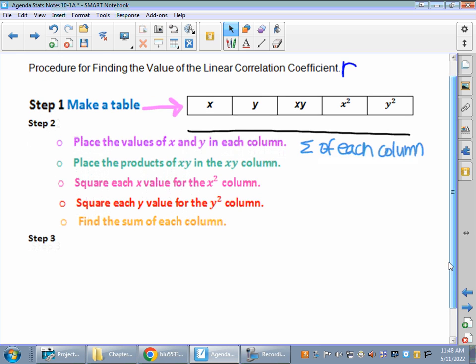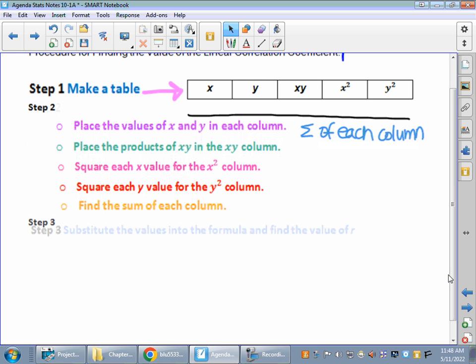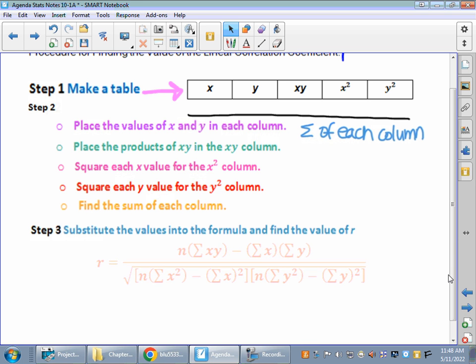Once you've got all that, the hard part's over. You're just going to substitute those values into the formula, hope that your calculator work is pretty good, and find your value of R.